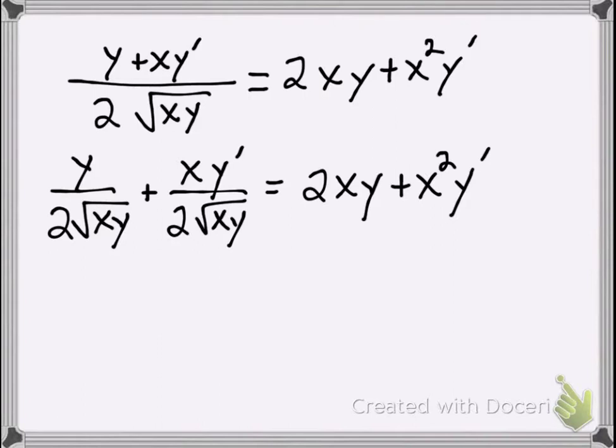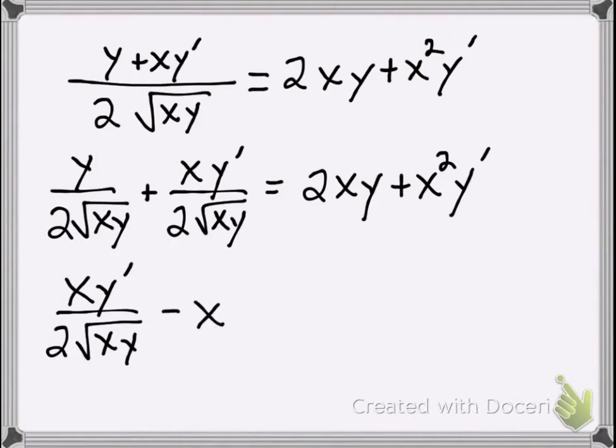Now at this point, what we want to do is collect all of the terms that have y prime on the left side of the equation, and anything that doesn't have y prime in it, we're going to move over to the right side of the equation. So we'll end up doing it this way. We're going to have xy prime over 2 times the square root of xy minus x squared y prime is equal to 2xy minus y over 2 times the square root of xy.